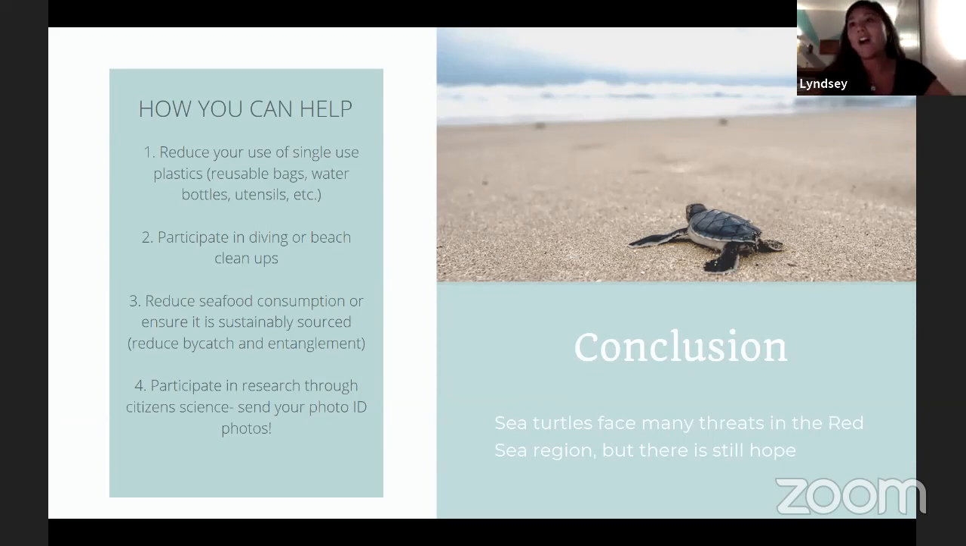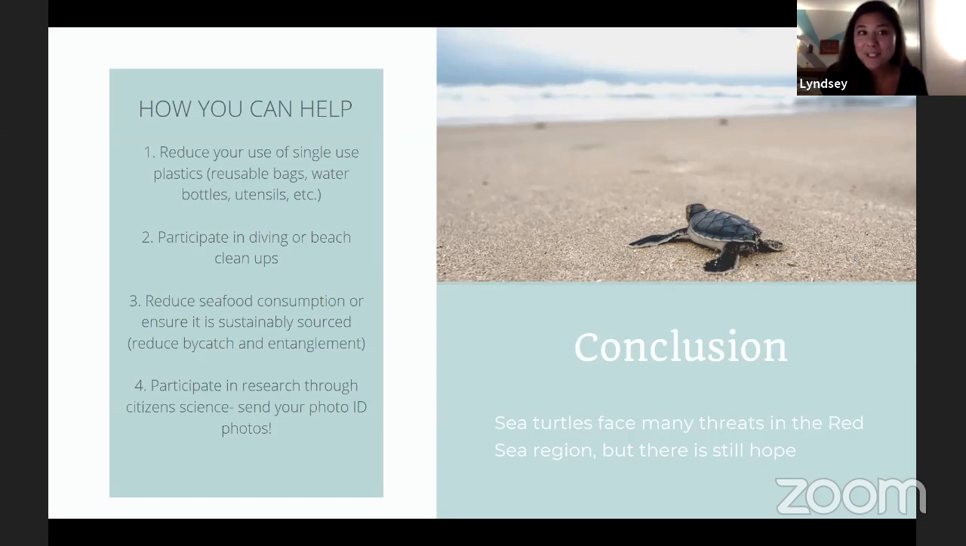So the first one is really obvious. It's just using reusable bags, water bottles, utensils, and stop using single-use plastic. As I've mentioned throughout this presentation, plastic's pretty bad for the environment. So I really just suggest trying to steer clear as much as possible and invest in your reusable items.